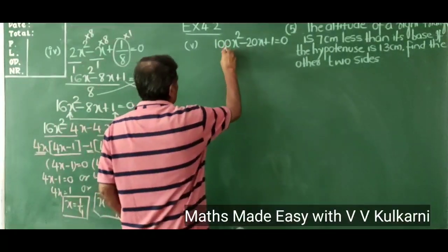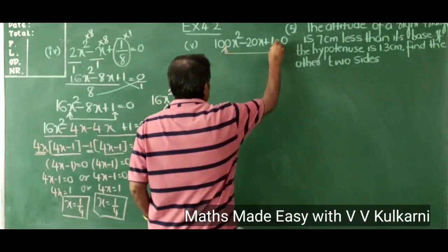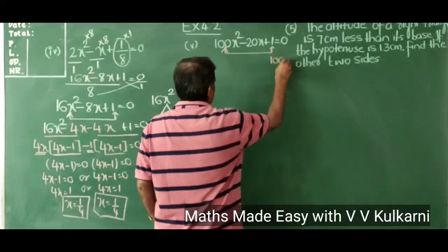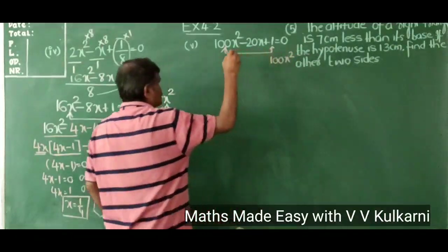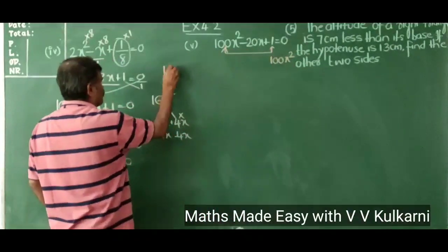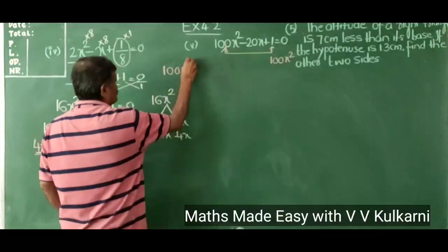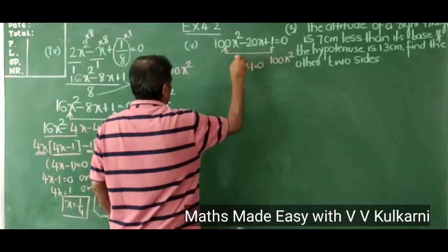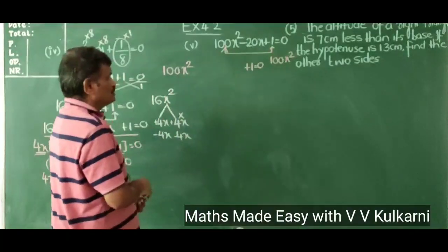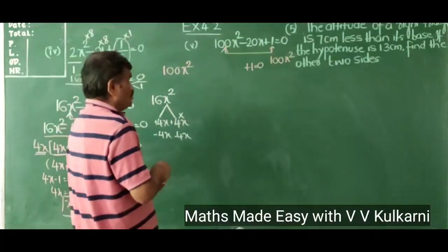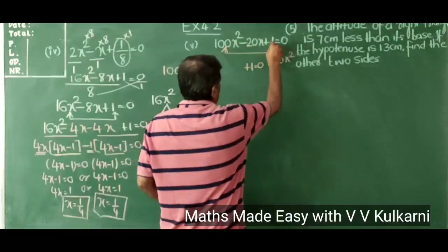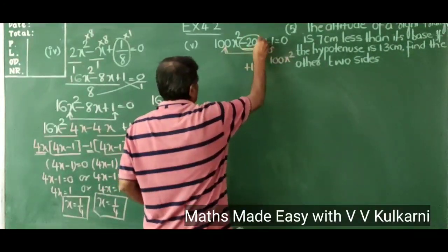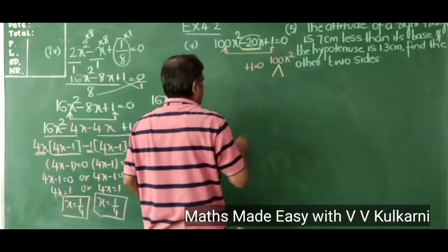Again if you multiply the first and the last term, you see the product of the first and the last term is 100x square. This I will write as 100x square. I will write the last term here as plus 1 equal to 0. And now I am in search of the factors of 100, which on adding or subtracting I will get 20 out of it. Now let us see all the factors of 100.